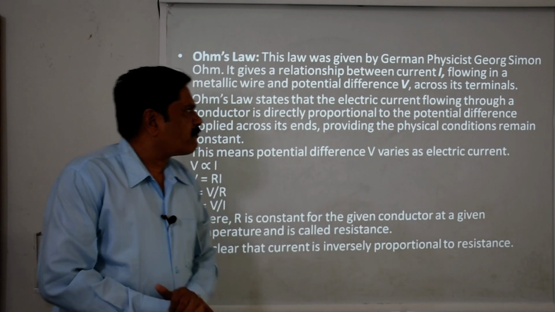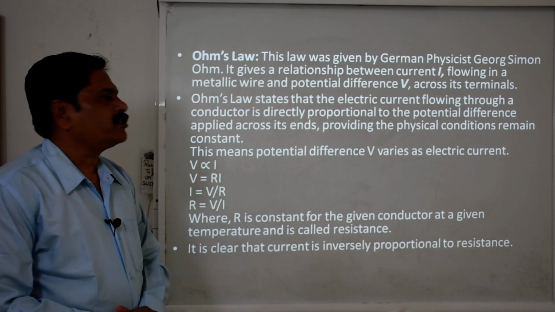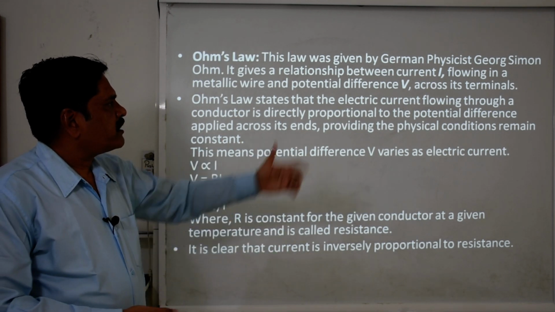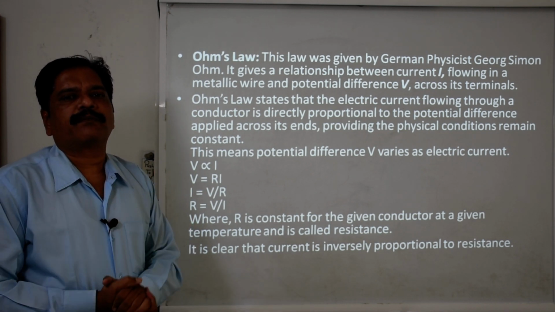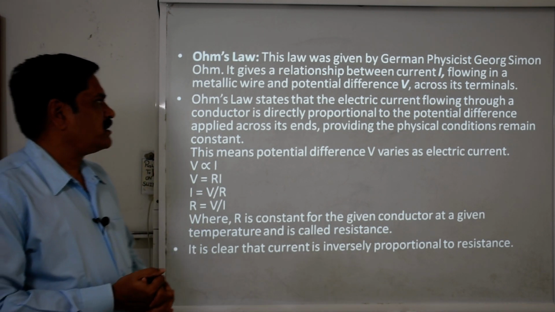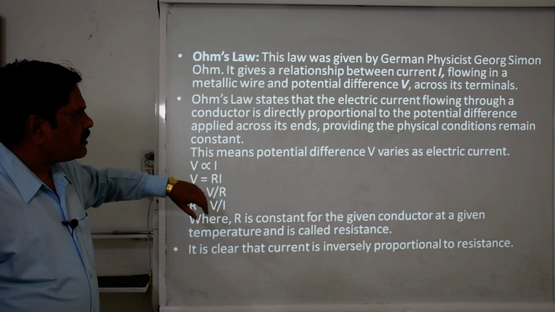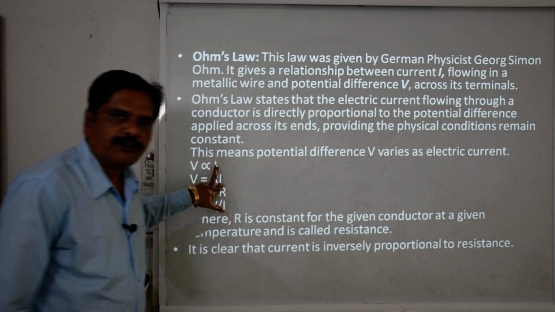The electric current flowing through a conductor is directly proportional to the potential difference applied across its ends, provided the physical conditions remain constant. So V is directly proportional to I. Remember this one thing. Clear? When we denote it, this expression is there: V is directly proportional to I.